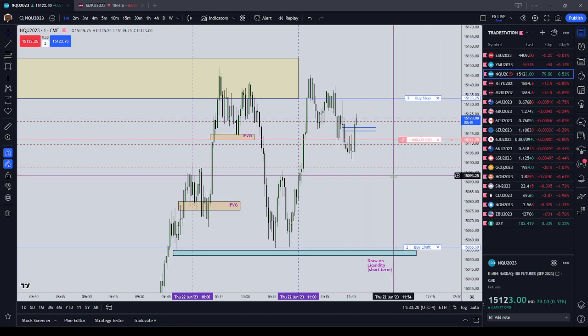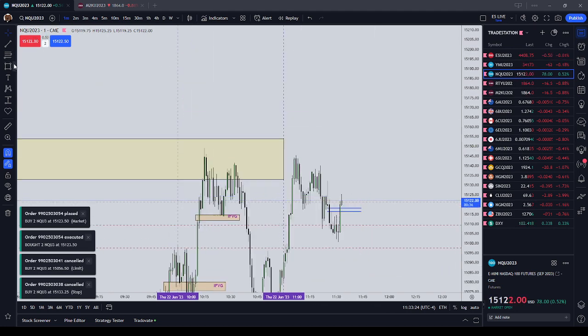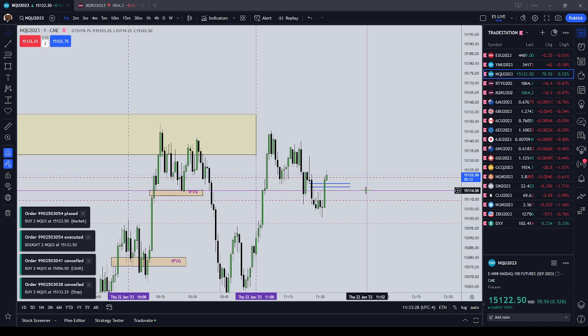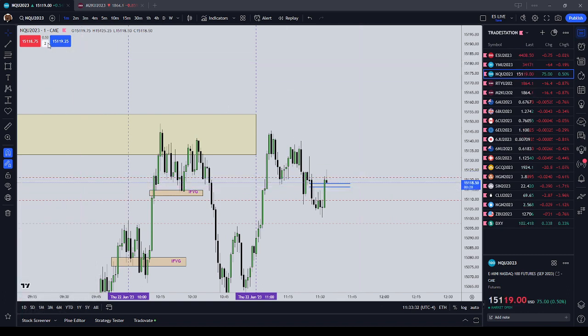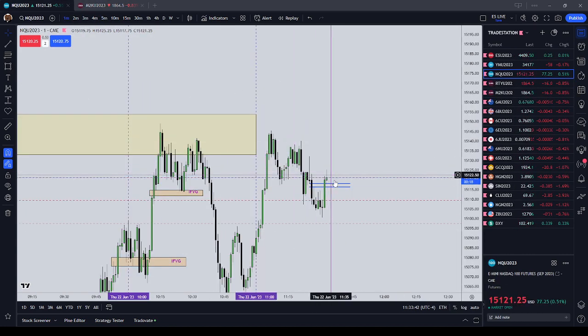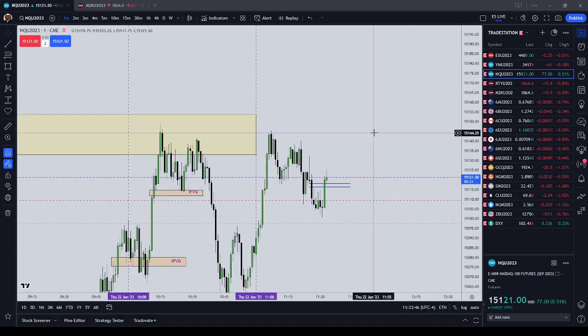Don't like what I'm seeing. I'm going to close it, because there's another draw on liquidity. I'm going to get long again if I see that this fair value gap inverts. So not my best trading today.